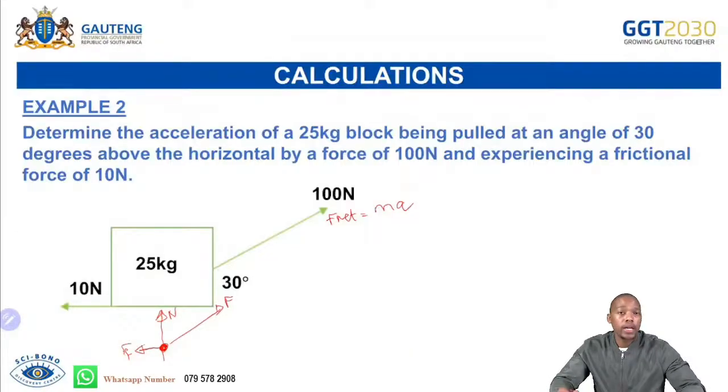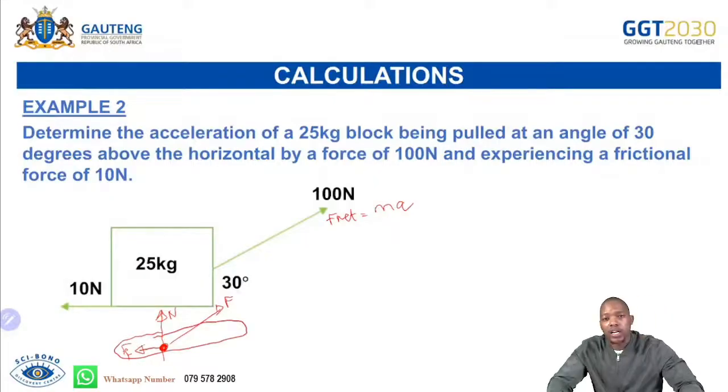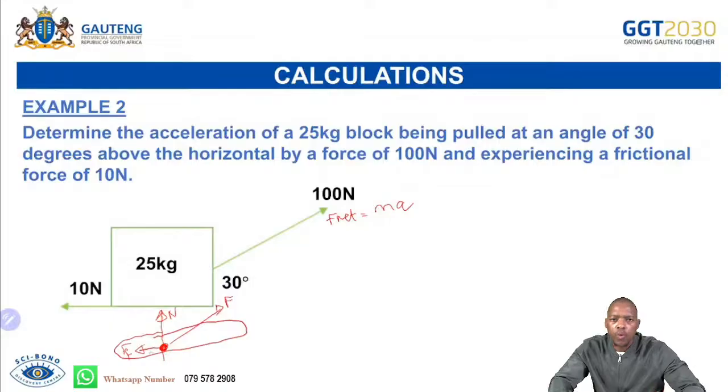Step number 3, the most important step. You ask yourself, what is my F net? The answer to the question you get from your free body diagram. And it's going to be the horizontal forces. Now, if you look at this diagram, you have a force that is acting at an angle. And we know that mathematically we cannot just add this force and this force, right? So we can't do that.